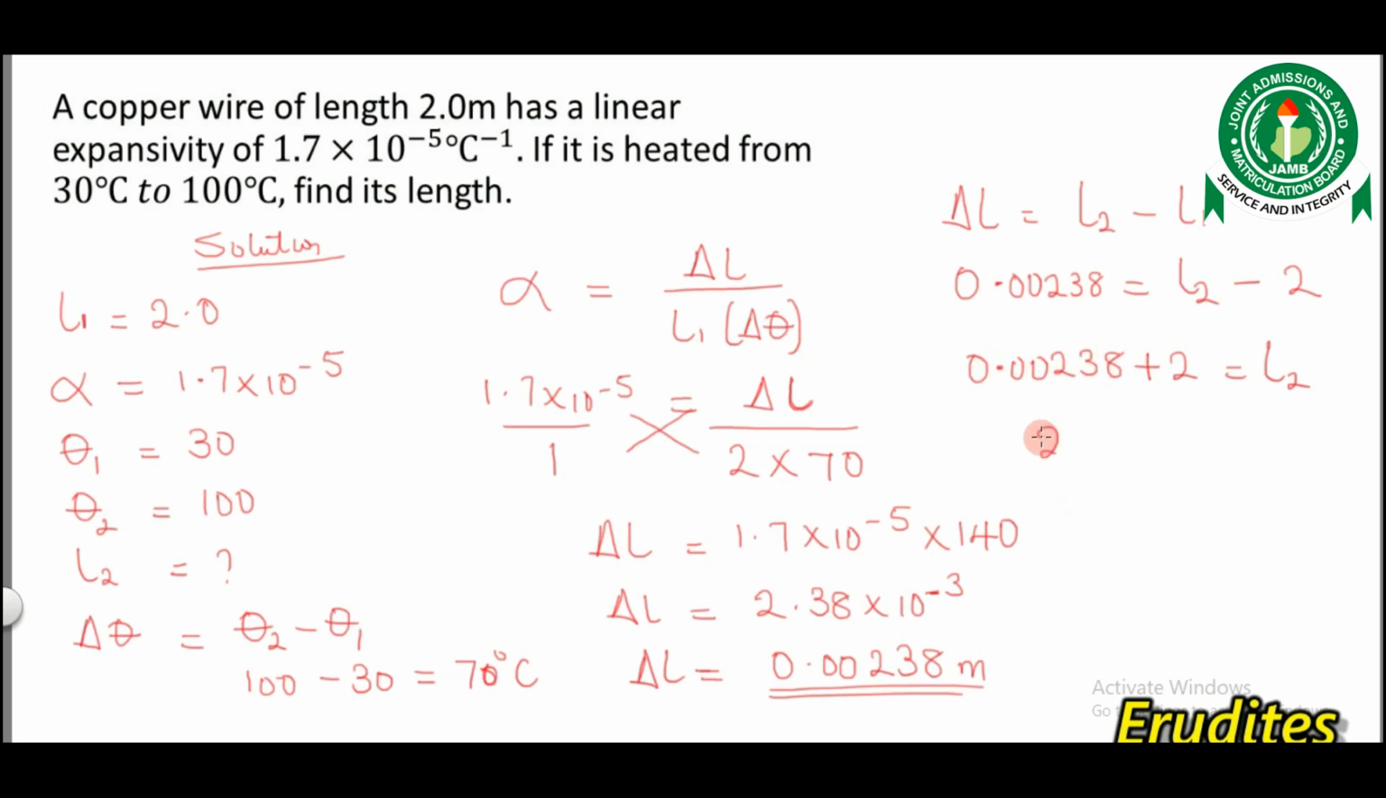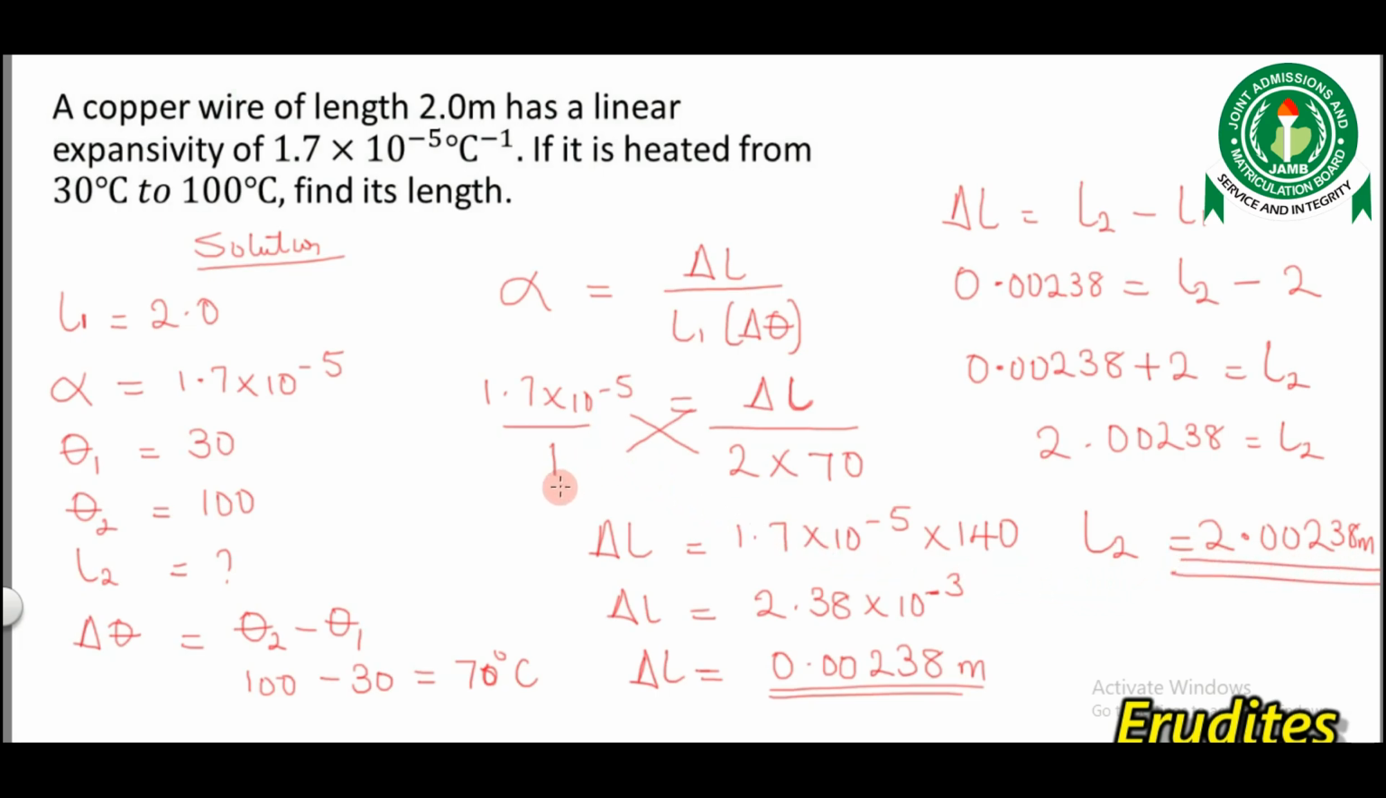0.00238 plus 2 will be 2.00238, which is equal to L2. So my L2 therefore is equal to 2.00238 meters. This is the answer to this question.